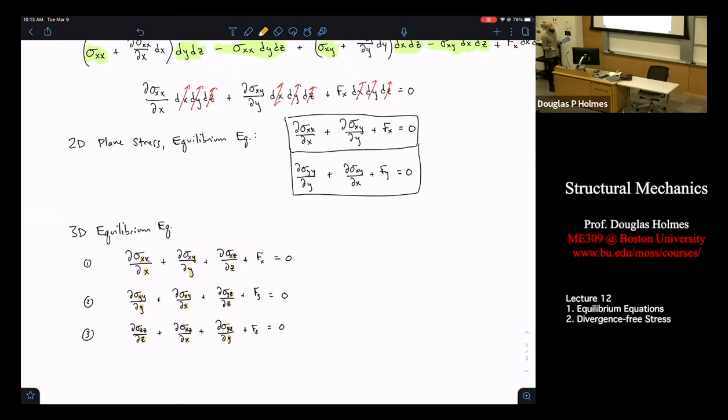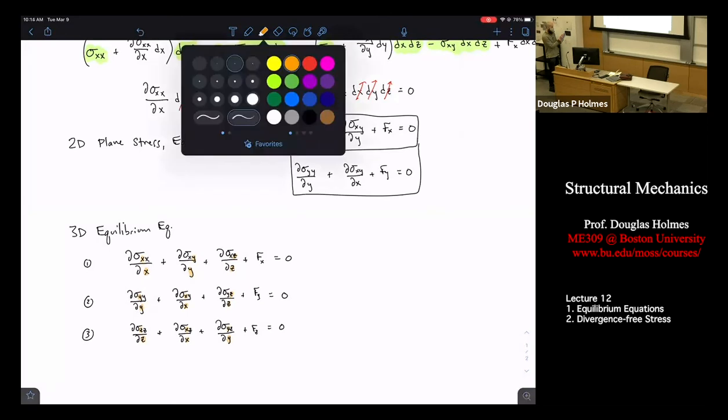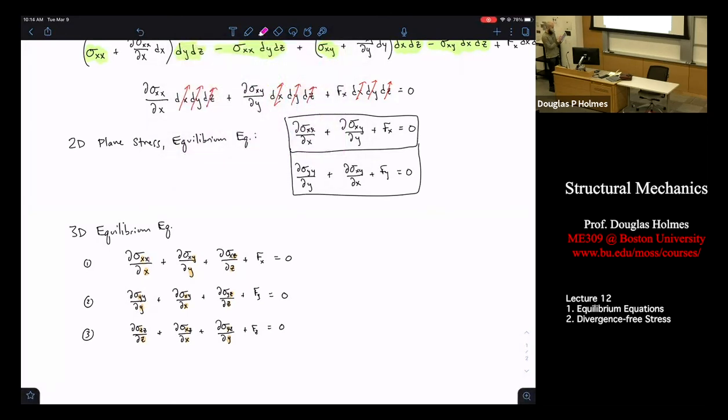So you can see this pattern, right? This is the x direction one. Each term has x. This is the y one. This would result from a force balance in y. This would result from a force balance in z.